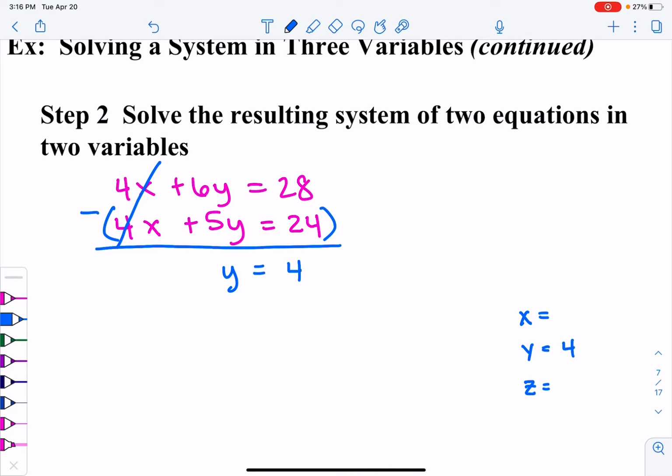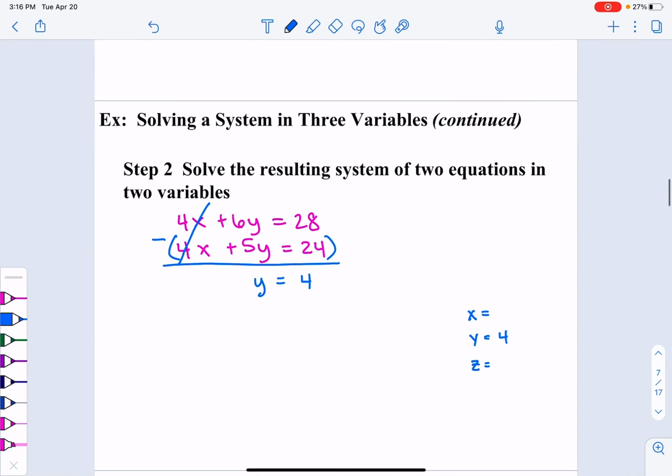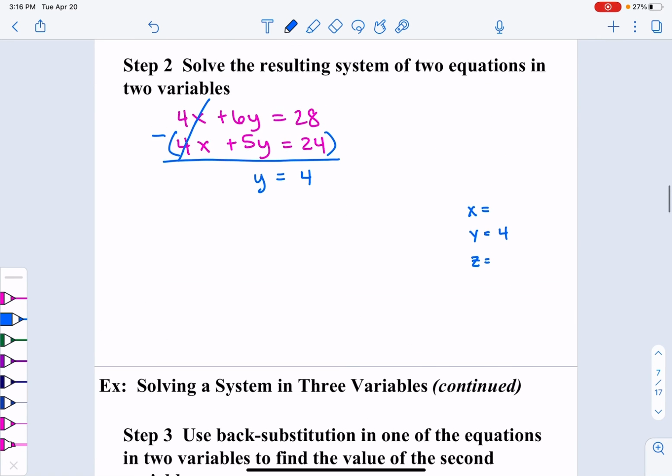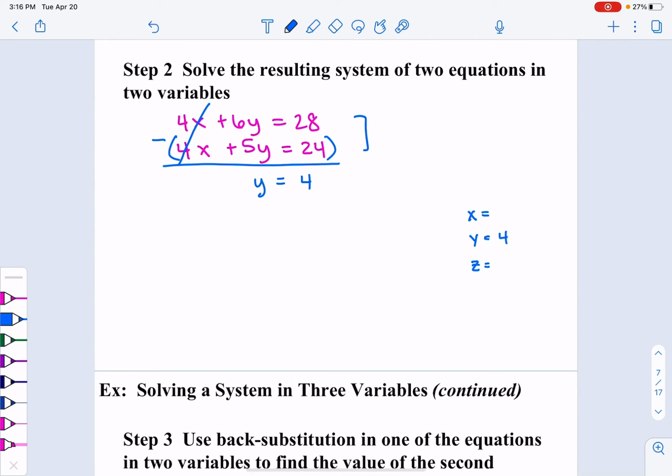So once I know that y is equal to 4, that was my step 2, we could go ahead and figure out what x is equal to. So that's going to be in step 3. Step number 3 says to use back substitution in one of the equations in two variables to find the value of the second variable. So I need to pick one of these two equations over here to plug in my y is equal to 4 to solve for what x is equal to. It really doesn't matter which one you pick. I might just pick the top one. 4x plus 6y equals 28.